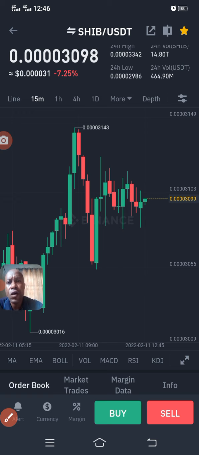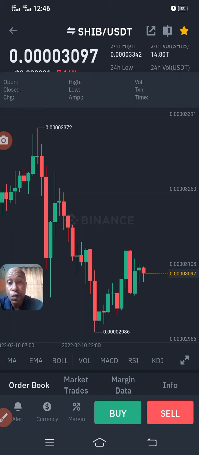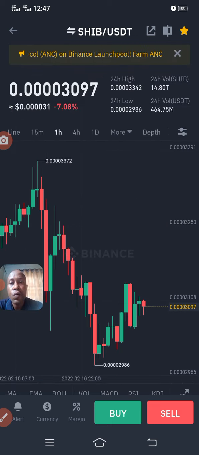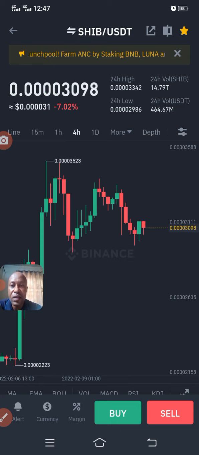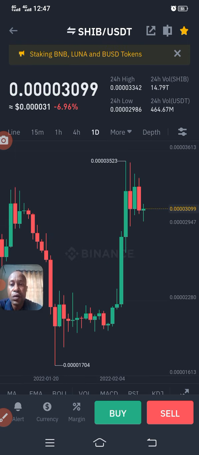Okay, moving forward, we now move to the 1 hour chart. So each of the candles you are seeing here represents what? 1 hour. Any one you touch here represents 1 hour, the activities that happen in 1 hour. Now, still on the chart, we have 4 hours. Each of these candles you are seeing represents 4 hours. We also have the daily candle, and each of the candles you are seeing here represents a day.